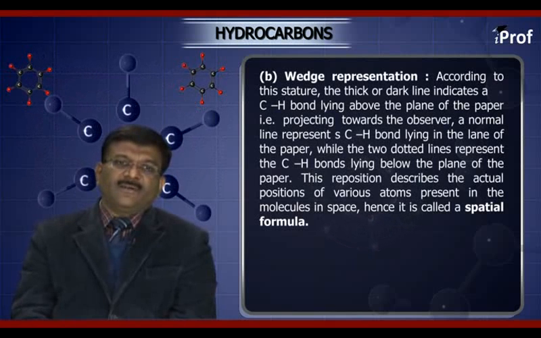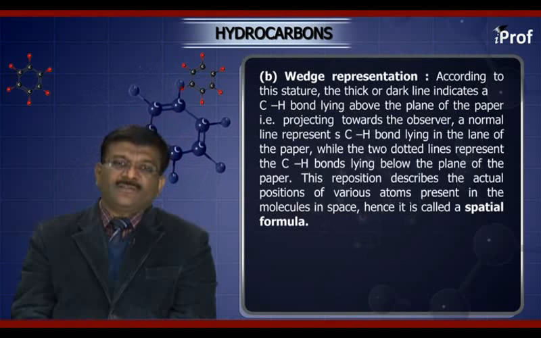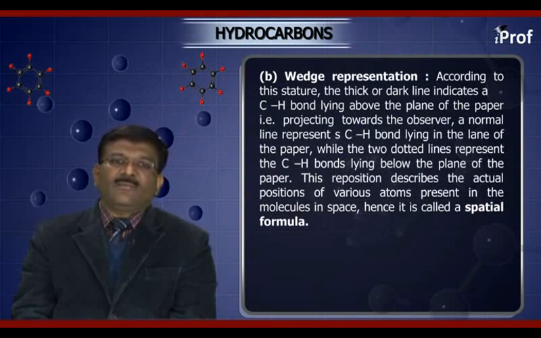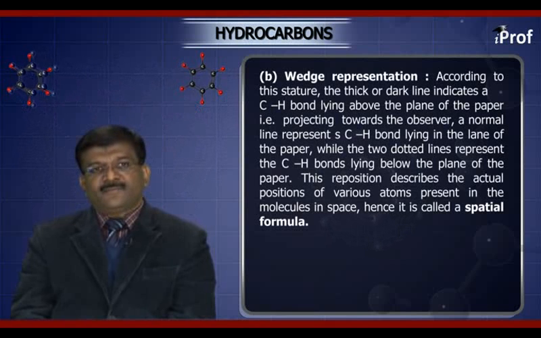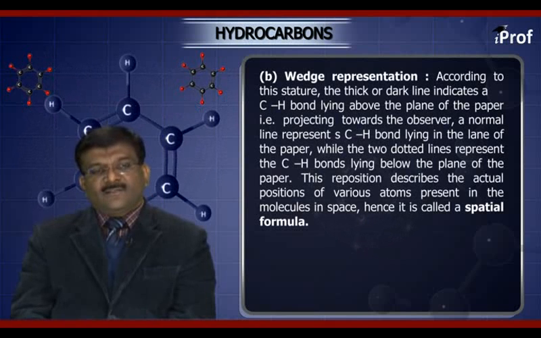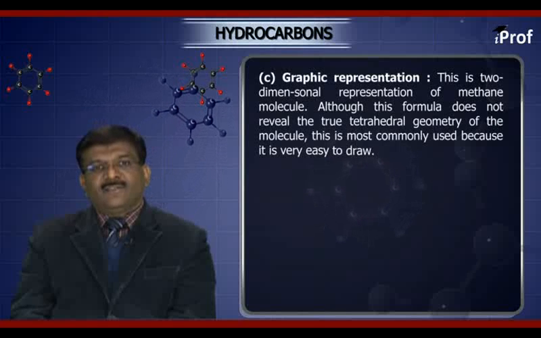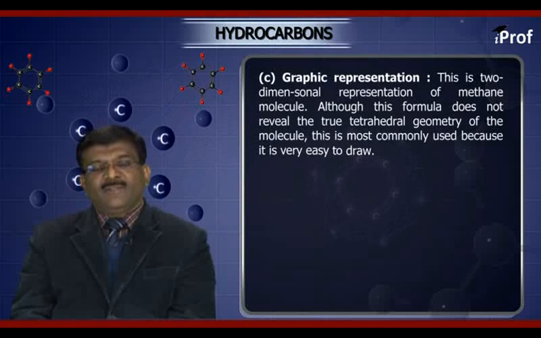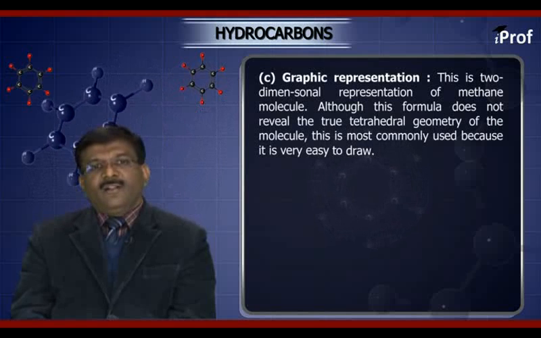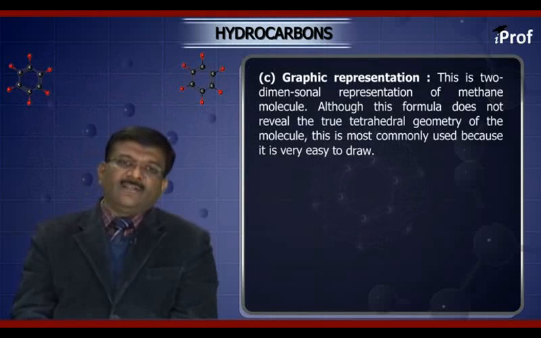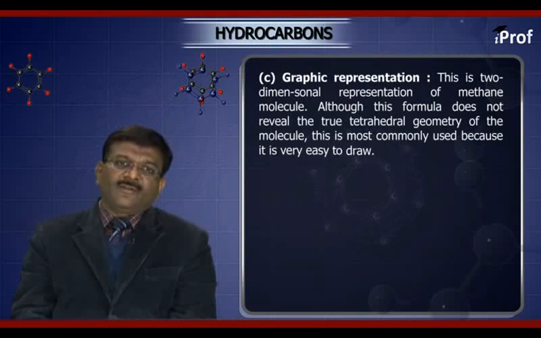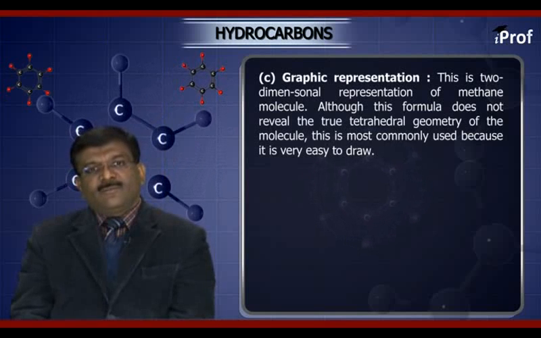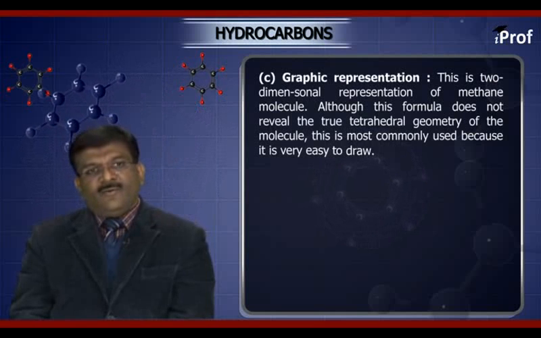This representation describes the actual positions of various atoms present in the molecule in space, hence it is called a spatial formula. Next, the graphic representation. This is a two-dimensional representation of the methane molecule. Although this formula does not reveal the tetrahedral geometry of the molecule, it is most commonly used because it is very easy to draw.